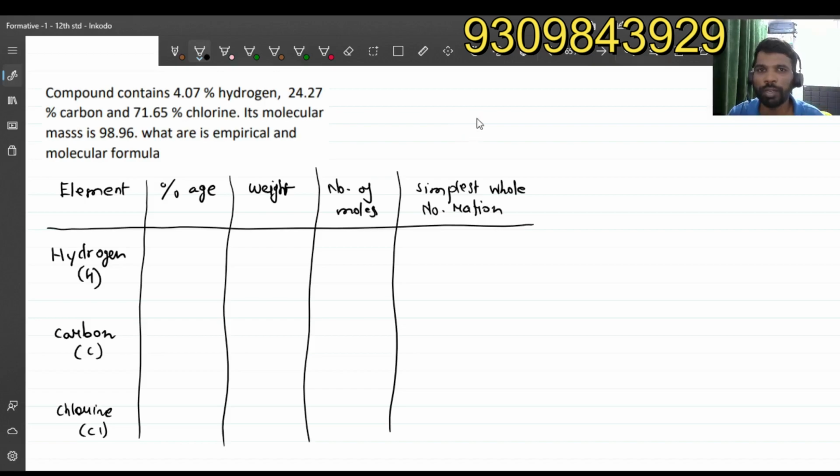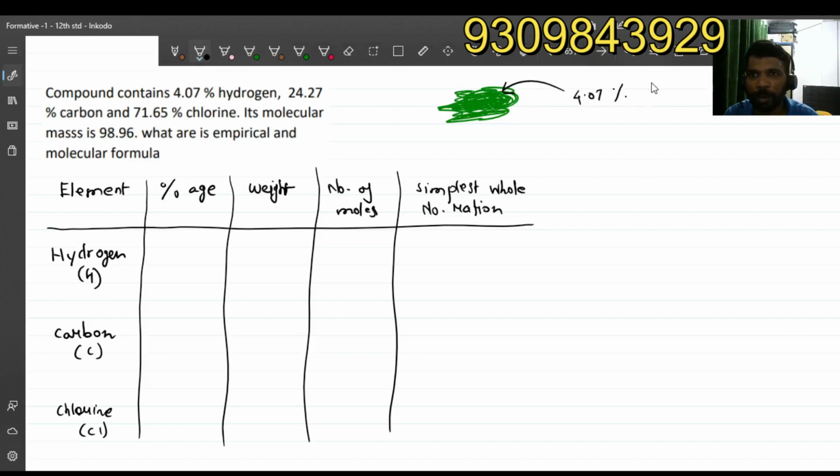See, percentage is given. A compound contains, let's say there is a compound this way. This is a certain percent, this is a certain weight. We don't know what is the weight of this compound. But in this compound, what they are saying is that in a certain weight there is 4.07% hydrogen, 24.27% carbon, and what else is there?